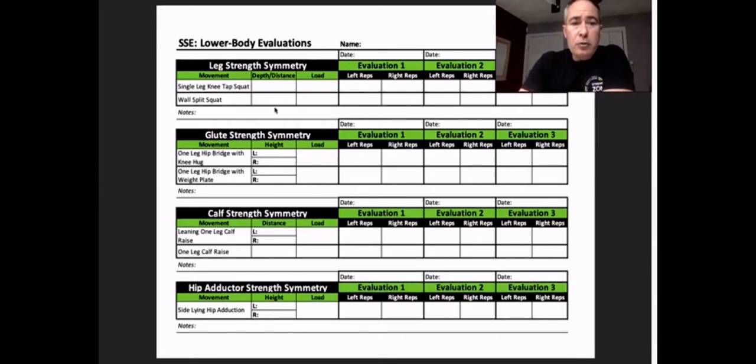Now, let's look at the leg strength symmetry evaluation. If you do the single leg knee tap squat, what you're going to want to record is the depth that you used. Is it just one AirX pad? That's the normal. Is it two AirX pads? Is it an AirX pad elevated on top of a thin weight plate? You'd write some sort of note letting yourself know. Or is it an AirX pad on top of an aerobic step?